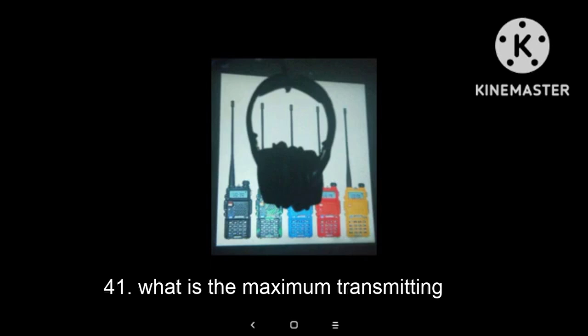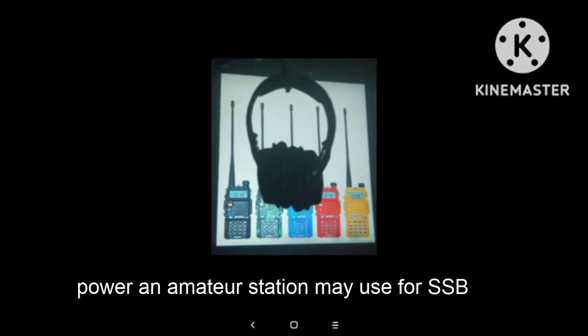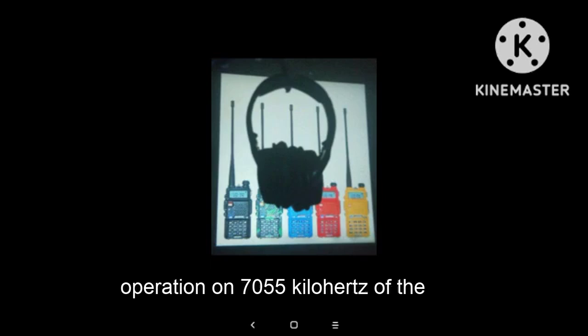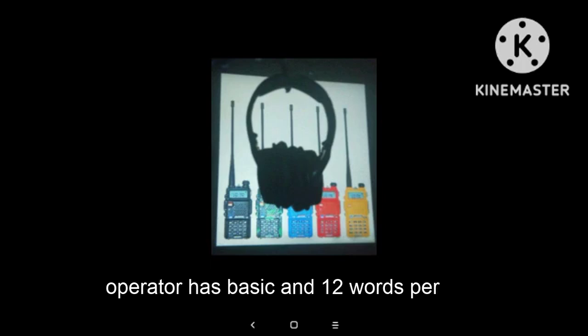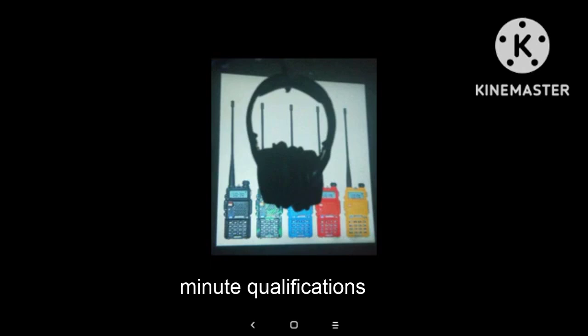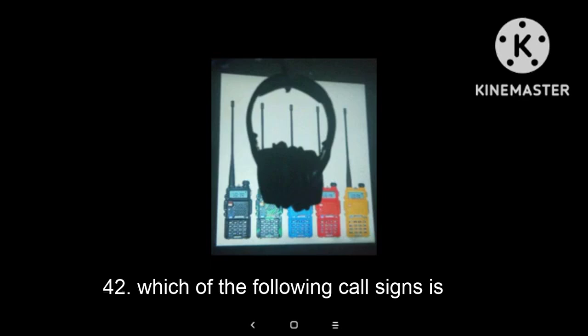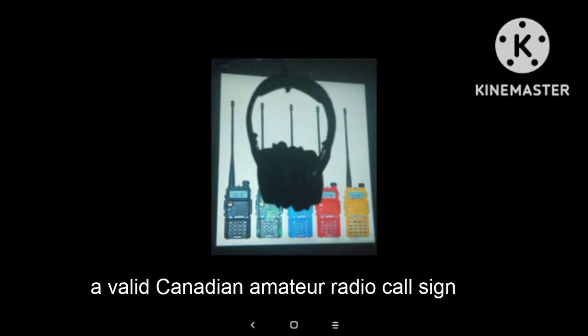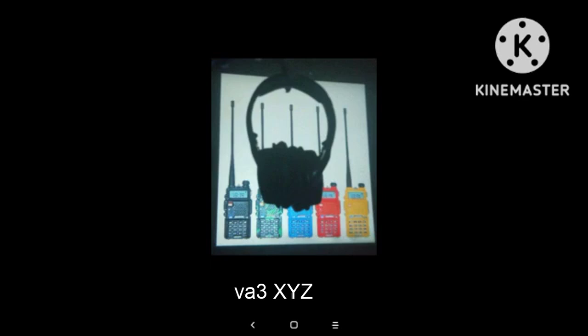41. What is the maximum transmitting power an amateur station may use for SSB operation on 7055 kHz if the operator has basic and 12 words per minute qualifications? 560 watts PEP output. 42. Which of the following call signs is a valid Canadian amateur radio call sign? VA3XYZ.